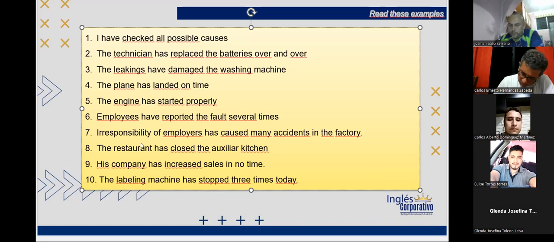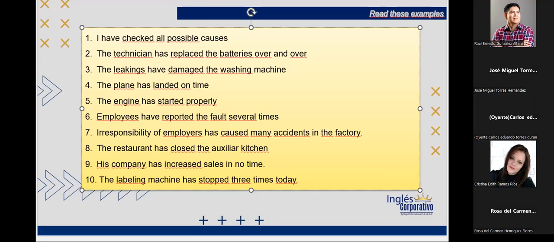So Glenda, please, number 8. Yes, please. The restaurant has closed the outdoor kitchen. Okay, aquí tenemos una S, entonces aquí nos va a sonar como una T. Entonces va a ser has closed. Has closed. Vale, digámoslo completo, Glenda. The restaurant has closed the outdoor kitchen. Great, great. Okay, number 9, please, Rosa, and number 10, Cristina.